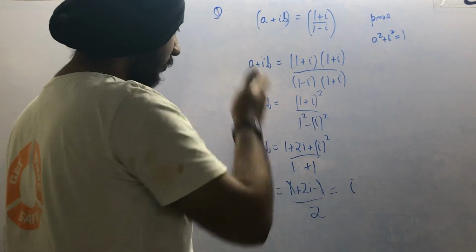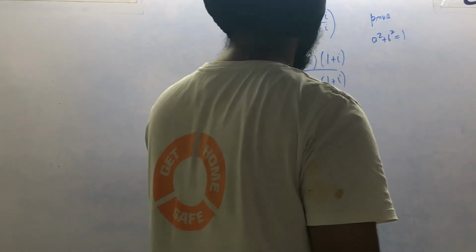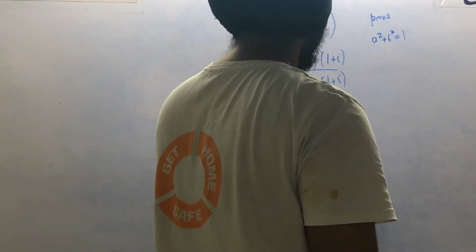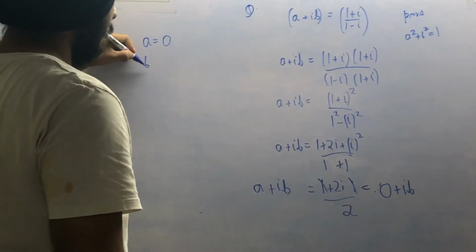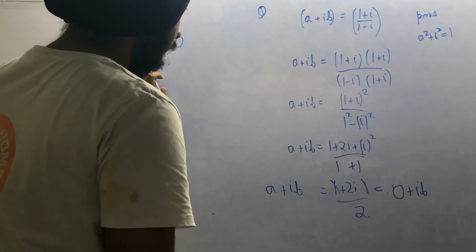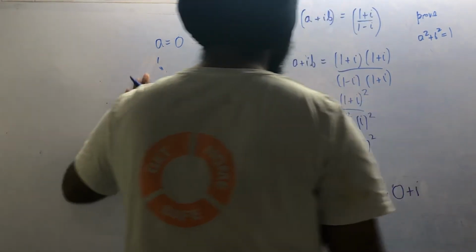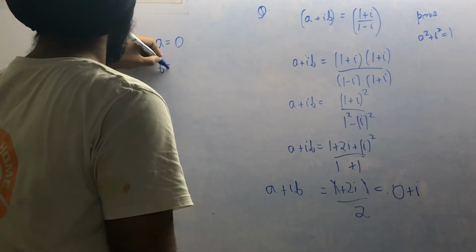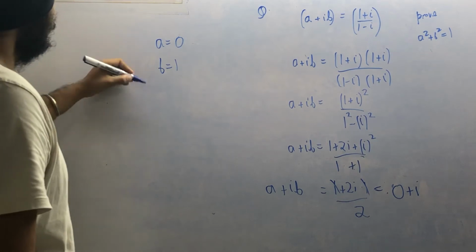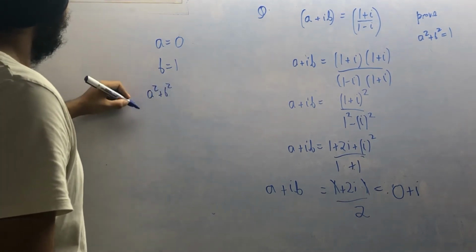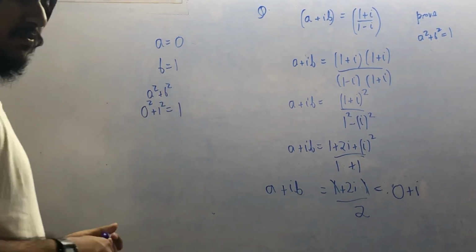Okay, so now if you look carefully, you can write it like this: 0 plus iota b. So you can write two equations: a is equal to 0 and b is equal to 1. Okay, equating real and imaginary parts. So we have to prove a square plus b square is equal to 1. So just put in the value: 0 square plus 1 square is equal to 1. So LHS is equal to RHS.